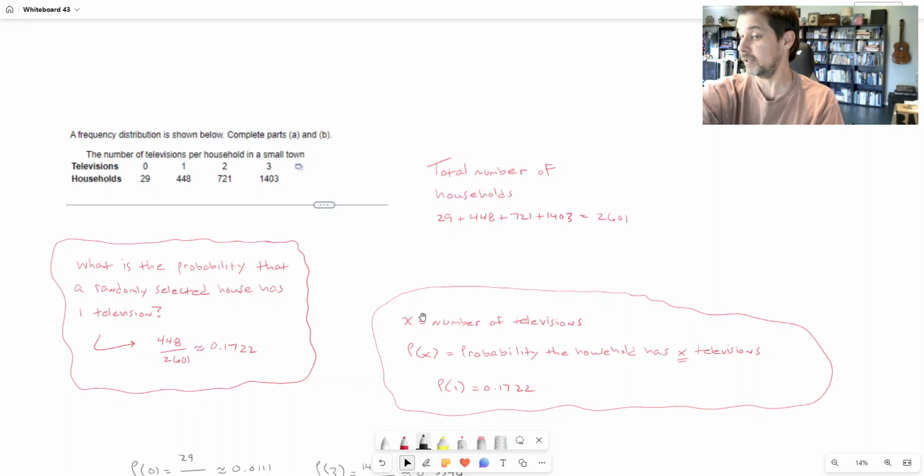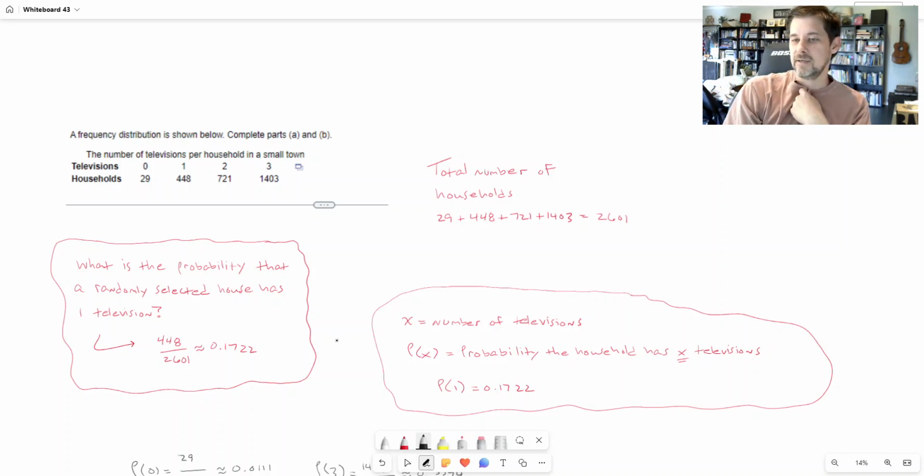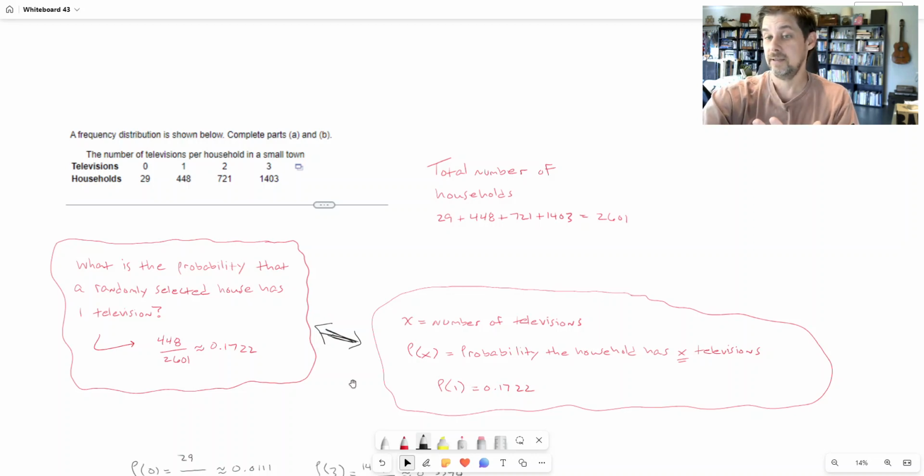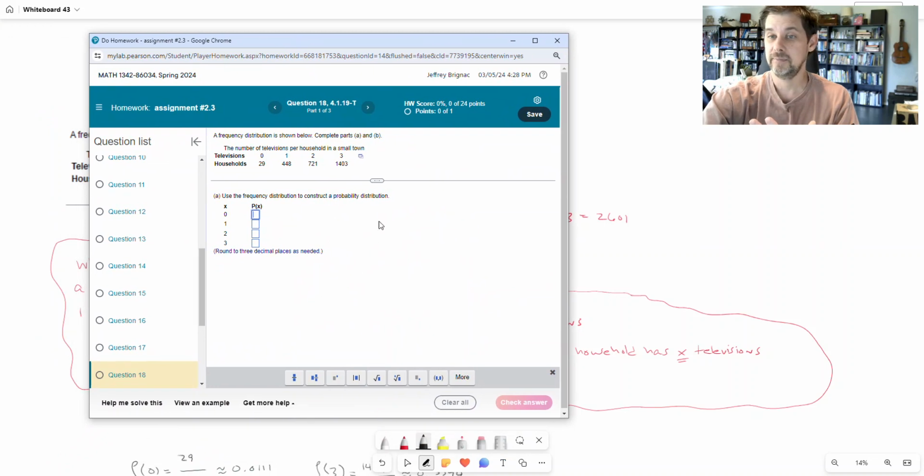This is called a random variable, all right? So I could state this question either way. I could say, what are the odds that a random house has one TV? Okay, 448 over 2601. Or I could say, X is the number of televisions and P of X is the probability that a random household has X televisions, what's P of 1? Same thing. It might seem more complicated, but these are the same question. I'm going to draw a double arrow as if to say this is the same thing as asking that, and vice versa. Okay. Now I think that's all we need to complete this probability distribution.